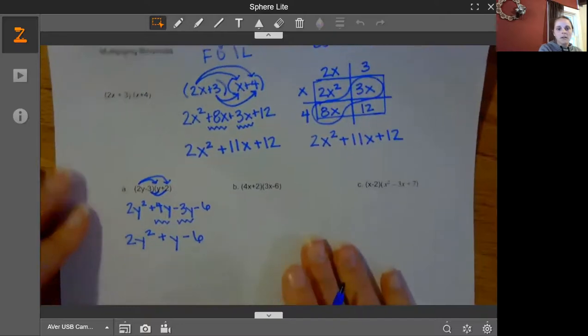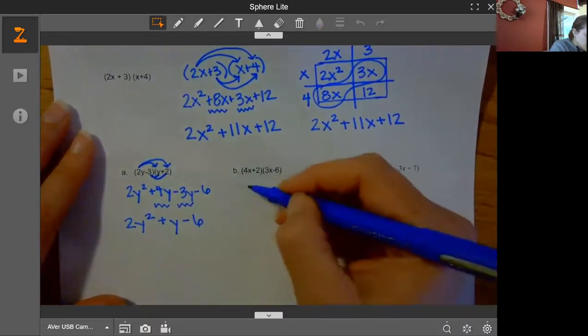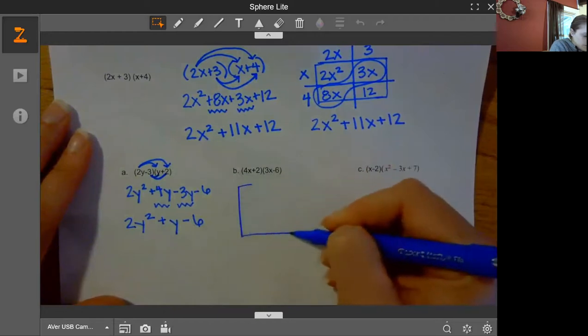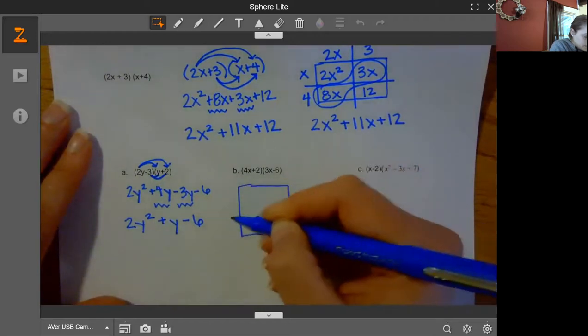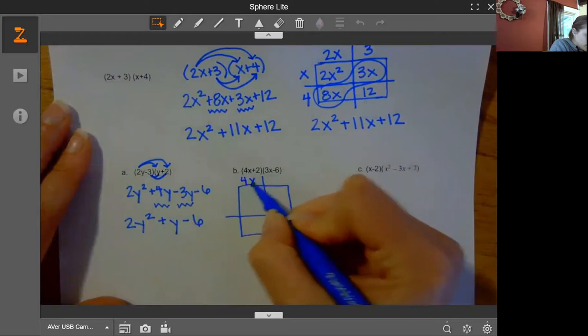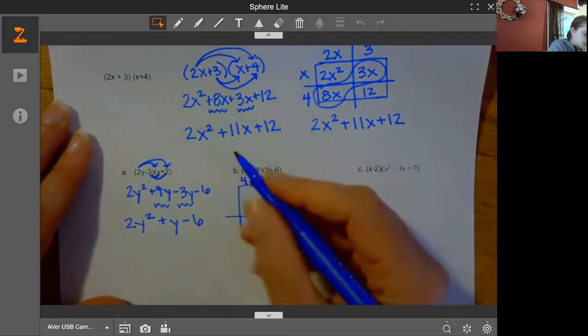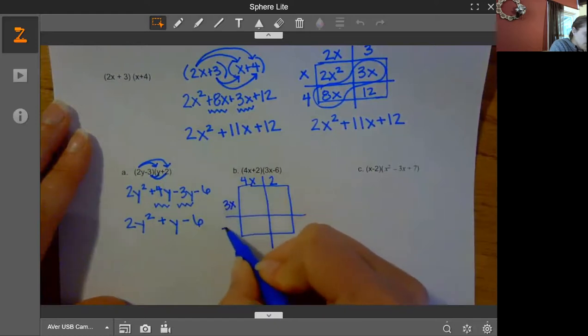All right, so let's use the box method for this one to practice that one more time. All right, so we're going to, and we're going to have 4x plus 2. It doesn't matter which binomial goes on the top and which one goes on the side. You will get the same answer no matter what.